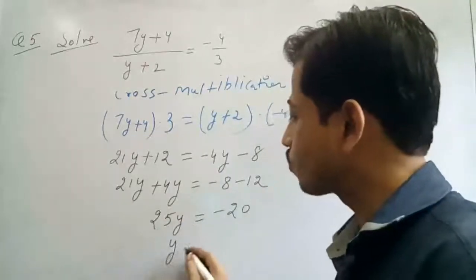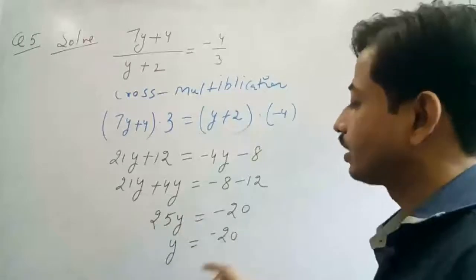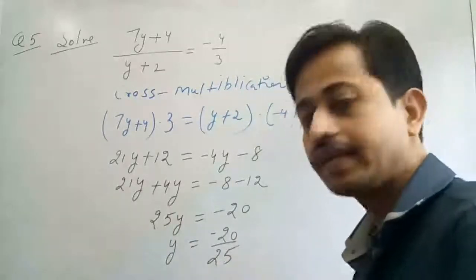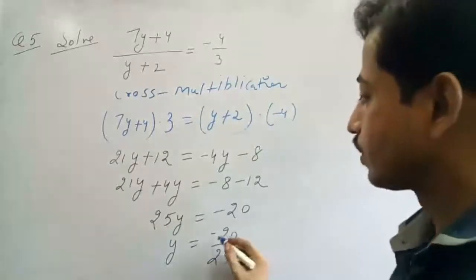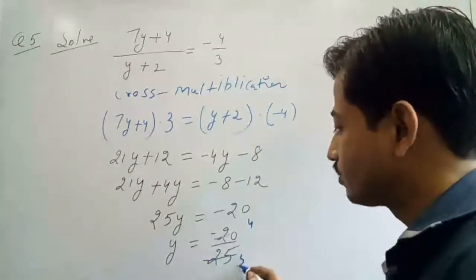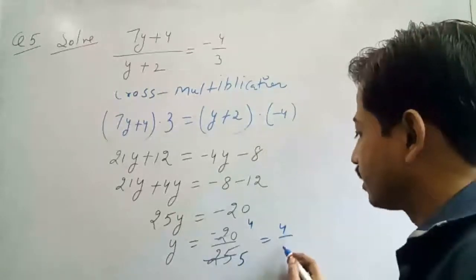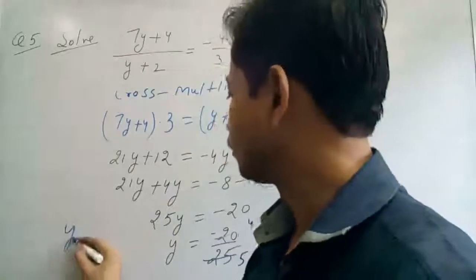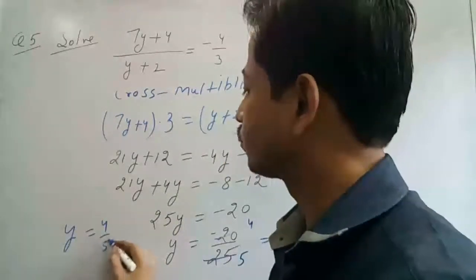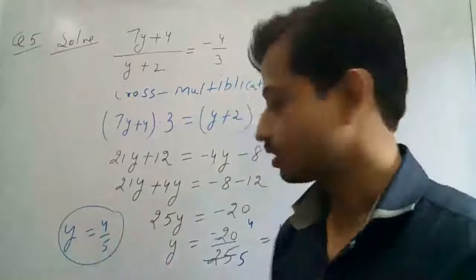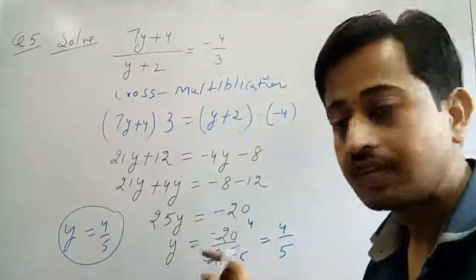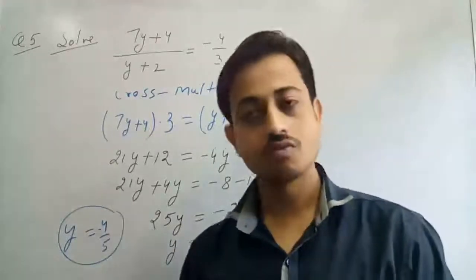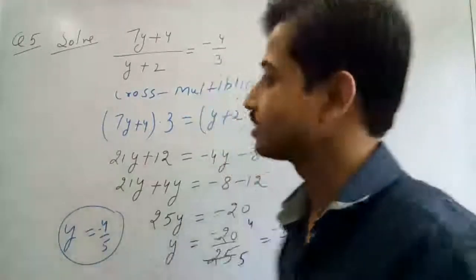Now what's the value of y? y is minus 20 and this 25 goes to the denominator and it cuts in the table of 5. 5 fours are 20 and 5 fives are 25. So what we get? We get 4 by 5. So what's the value of y? y is 4 by 5. This is your answer, and take the negative sign as it is. So this is what answer? Negative 4 by 5. Now you have to do verification.